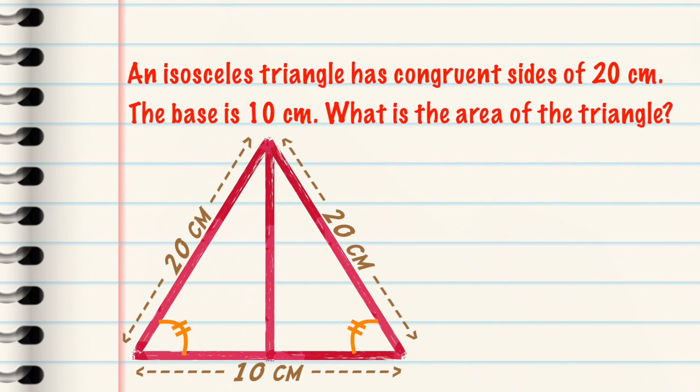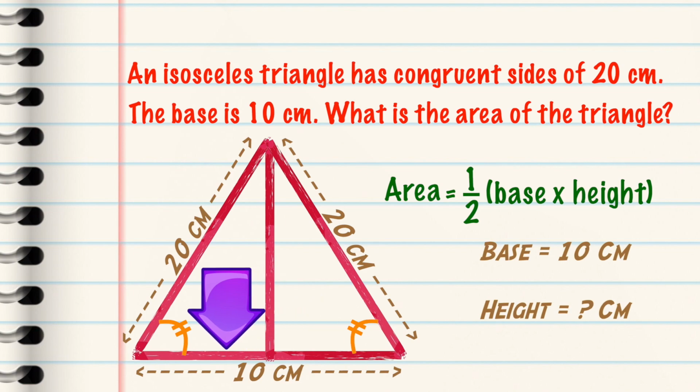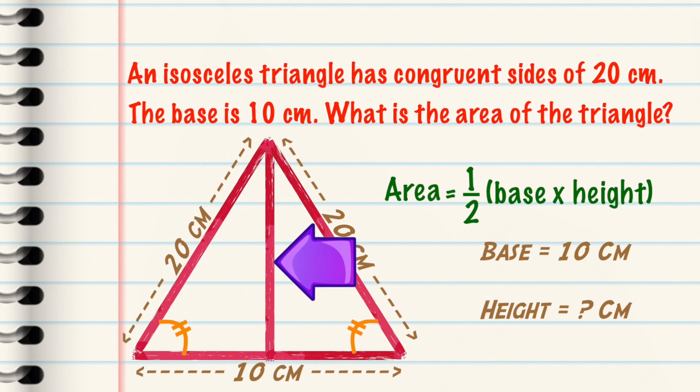Now, we are asked to find the area of this triangle. Well, how do we do that? To find the area of this triangle, we can multiply the length of the base of this triangle by the height of this triangle, and then divide by 2, like this. We know the base of this triangle is 10 centimeters long. But what is the height of this triangle? How do we find that?